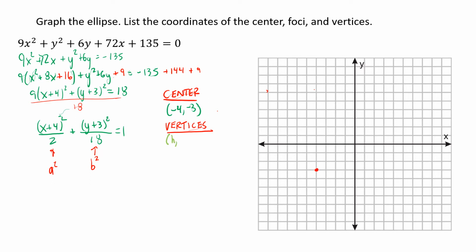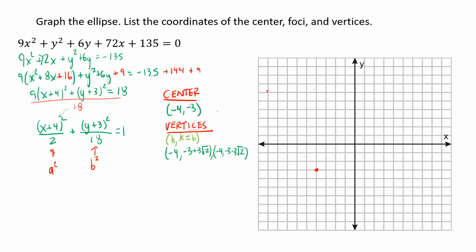But now we're not adding or subtracting from the x value of the center, which is h. We're going to add or subtract from the y value, which is k. So k, and then plus or minus, in this case it's going to be b. Okay, so for this problem then, we would have negative 4, and then b squared is 18, so b is, we take the square root of 18, we get 3 root 2, because that's what it is. So negative 4 comma negative 3 plus 3 root 2, and negative 4 comma negative 3 minus 3 root 2. Okay, so those would be the coordinates of the vertices.